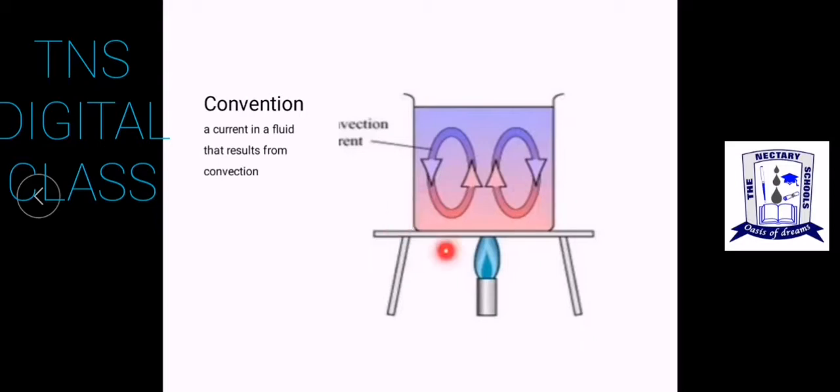bottom of the pot, and as such, the whole content becomes very hot. Okay? Now, the flow of heat through the molecules of liquid is what we call convection. Convection is also a current in a fluid that results from the movement of the liquid molecules. So this is what is displayed by the diagram.